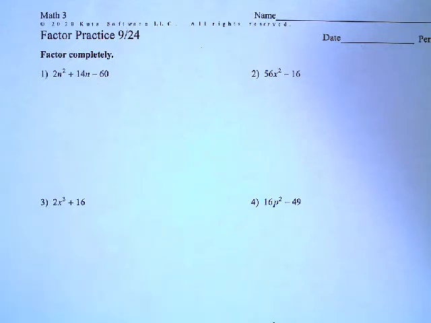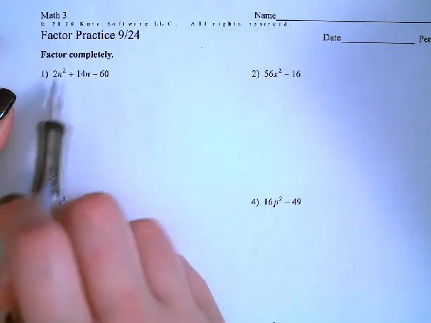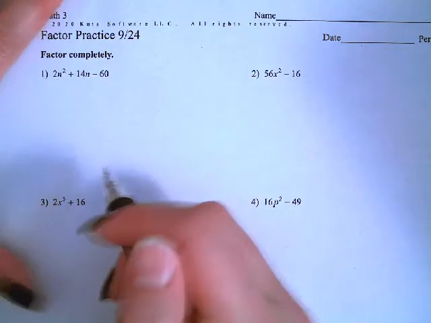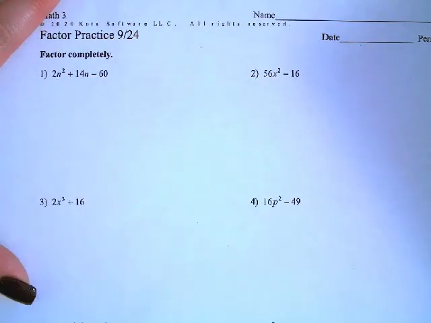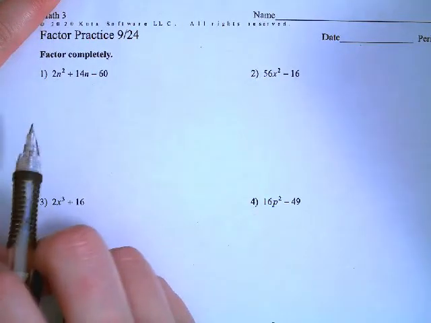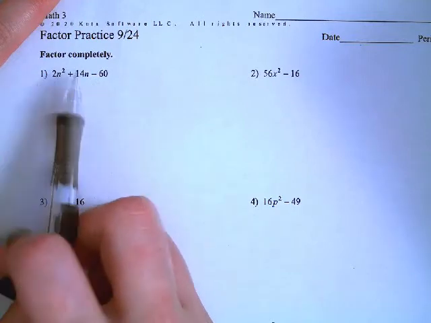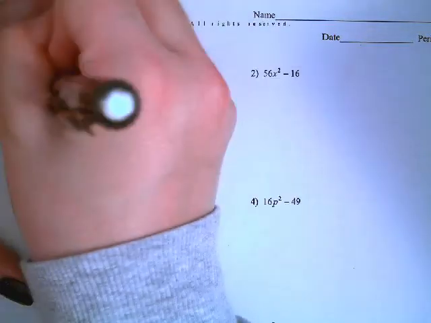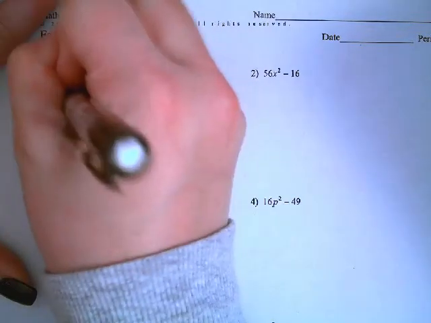For the first problem, I can see that this is a trinomial. So before I decide if it's just a regular one or if it needs slide divide, I'm going to try to see if there's a GCF. Between 2 and 14 and 60, I can see that all of those are even numbers, and so I'm going to take a 2 out.